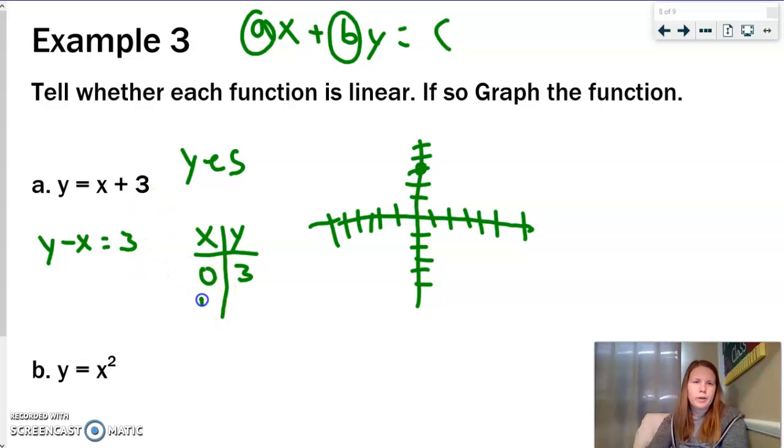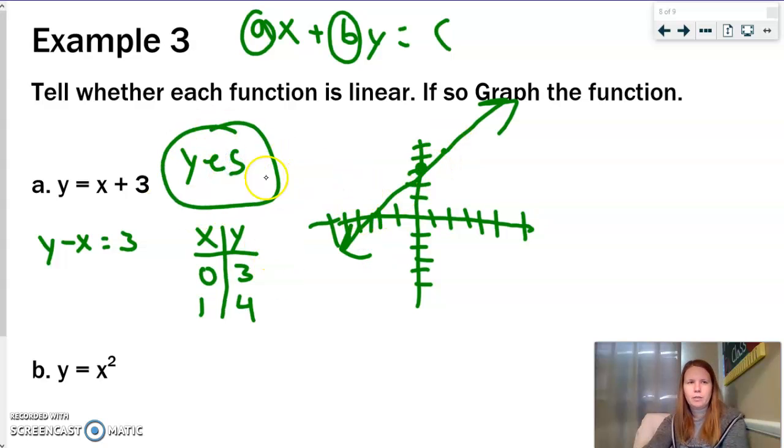And what if I plugged in 1? 1 plus 3 is 4. So then I have the point 1, 4. And from there, I can connect them together and form a line. And so yes, this would be a linear function, and I can double check that with my graph here.